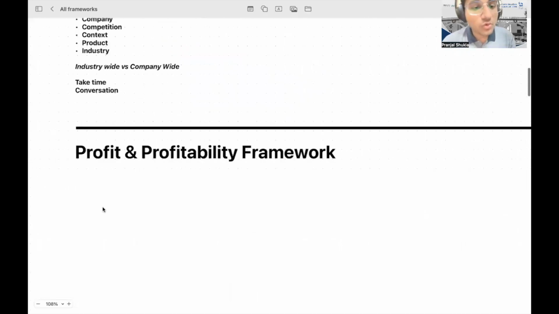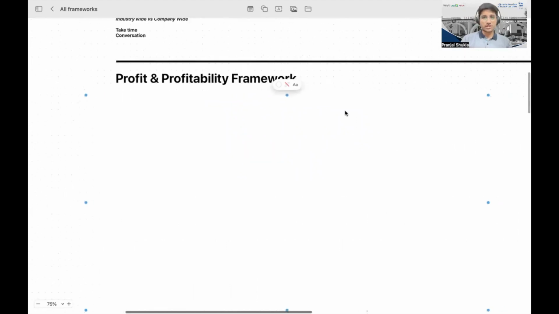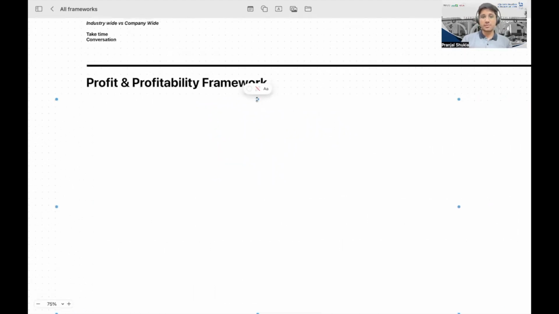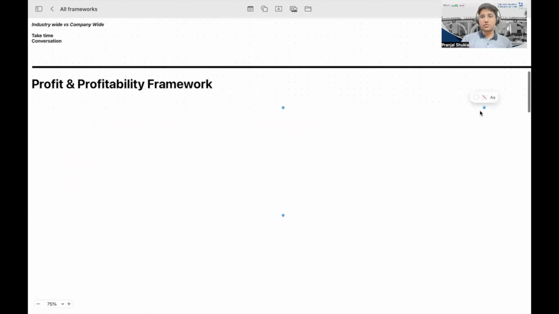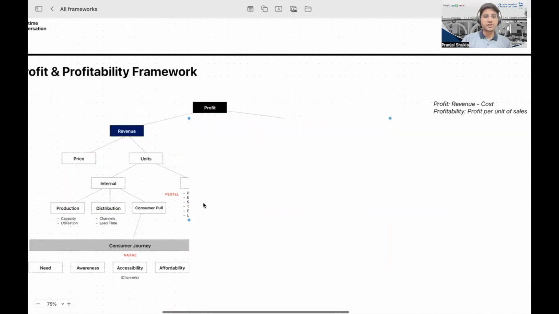Right. So we will now move into the profit and profitability framework. This is the first and the very basic framework which you will encounter, and these will be the first cases that you will be preparing for. But in order to start with this framework, first we will have to understand what we mean by profit and what we mean by profitability.